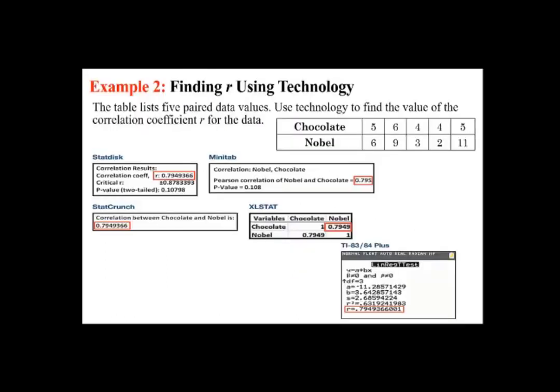Here's a table. The table lists 5 paired data values. Using technology, find the value of the correlation coefficient R for the data. The idea is that normally we use technology. If we look at what's given in technology, take a look at what is boxed in red. That is the value of R. From the technology, StatDisk, Minitab, StatCrunch, Excel, StatTI, the value of R will be automatically calculated, and all of them give you something like 0.795.